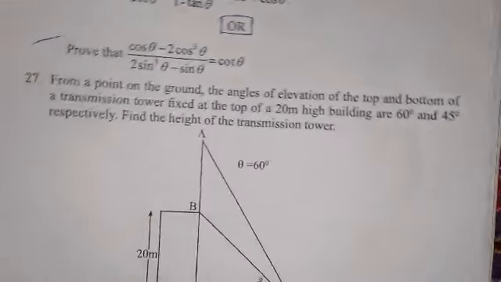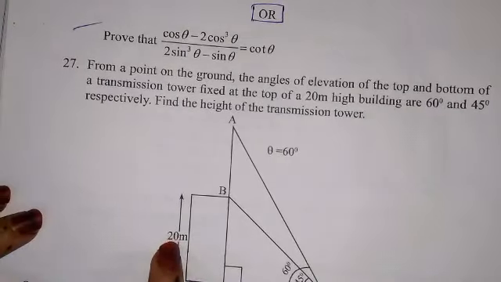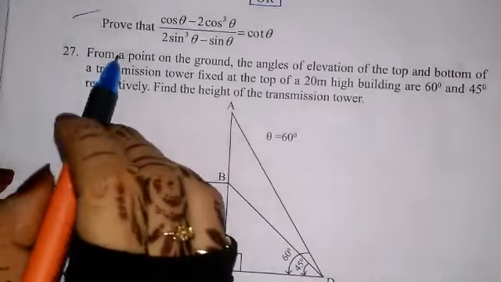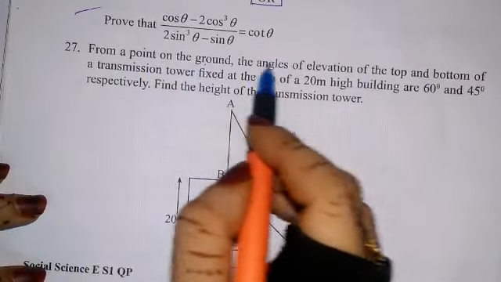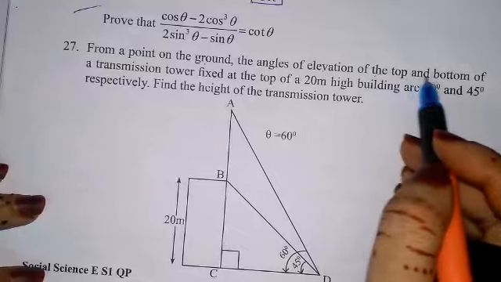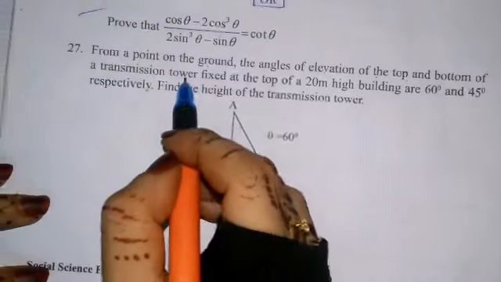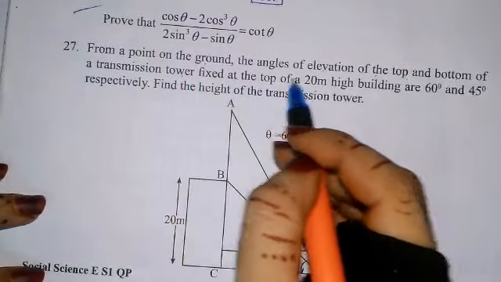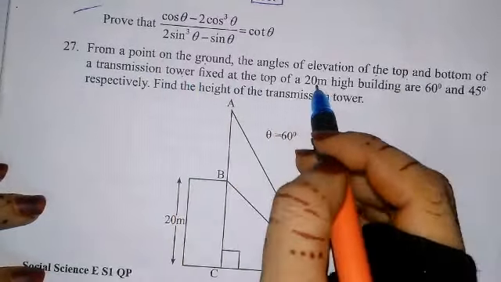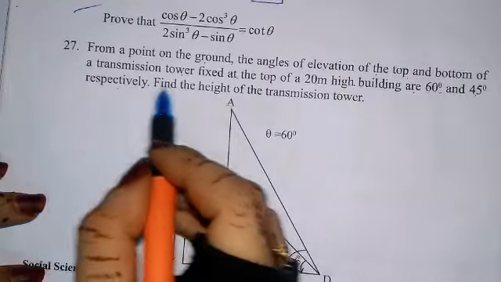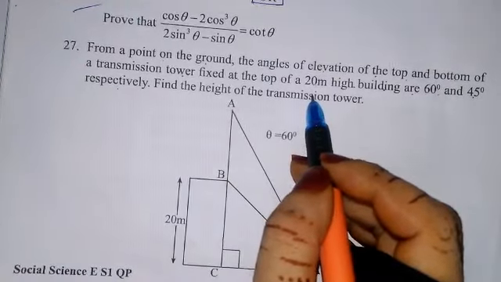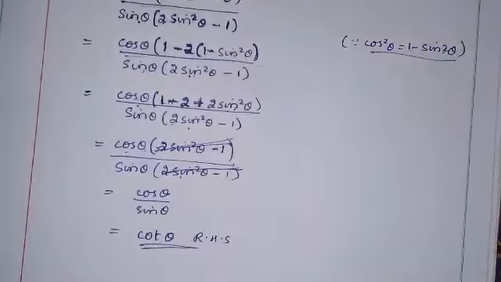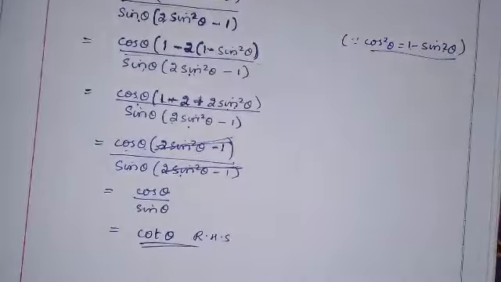That is question number 27. Let me read out the question number 27. From a point on the ground, the angle of elevation of the top and bottom of a transmission tower fixed at the top of a 20-meter high building are 60 degree and 45 degree respectively. Find the height of the transmission tower. What they have told in the question, let me draw the figure first.